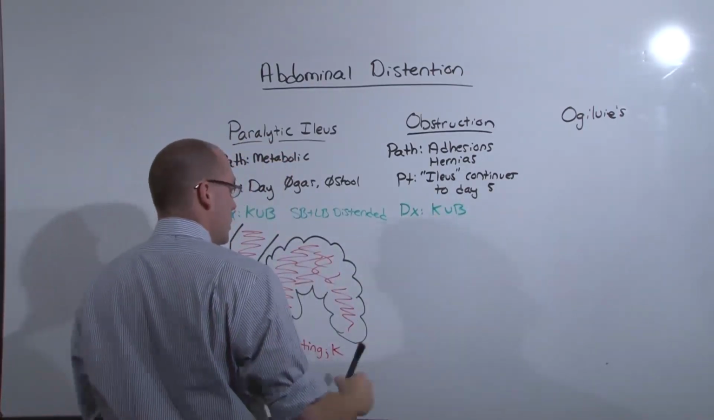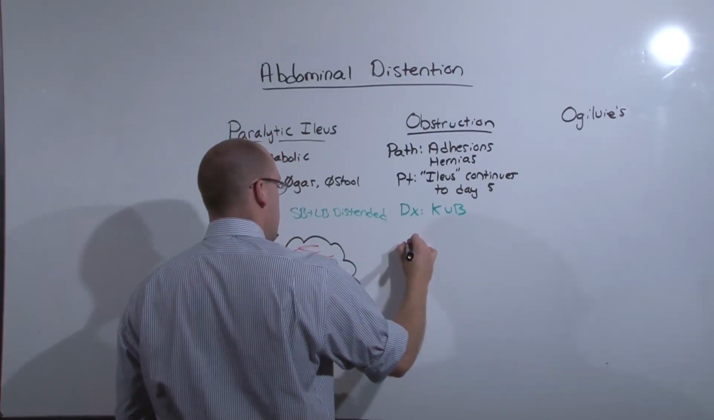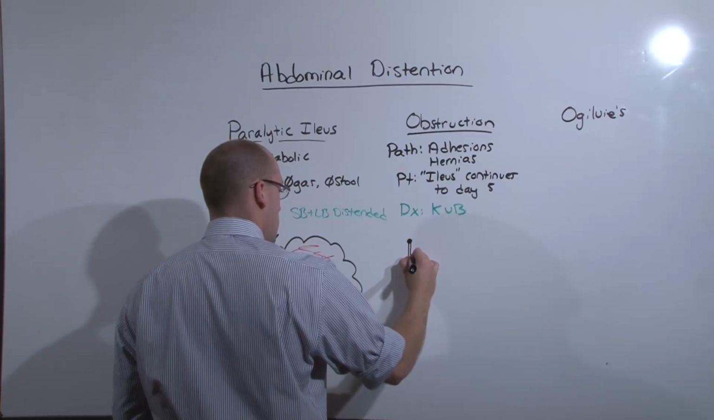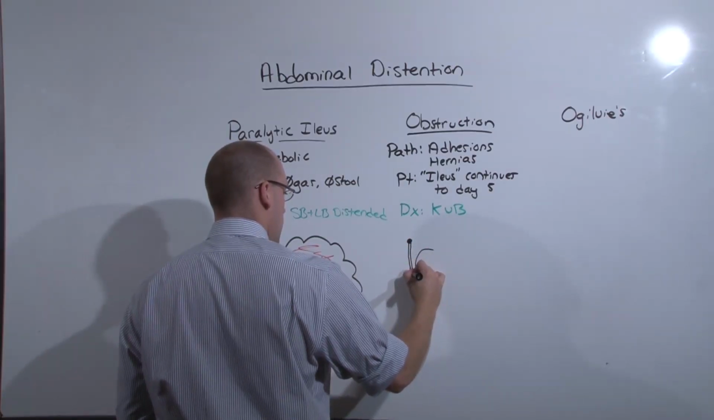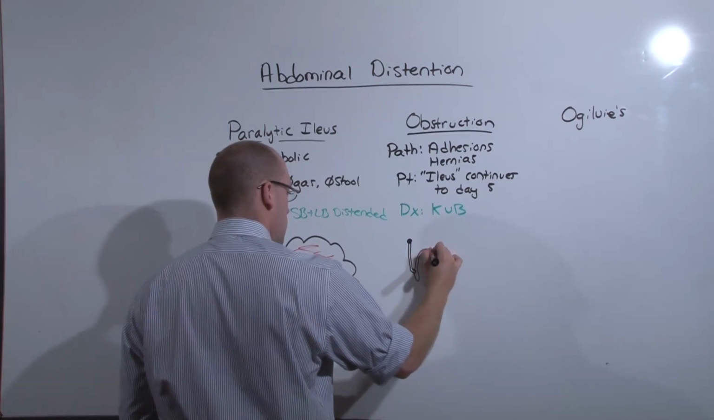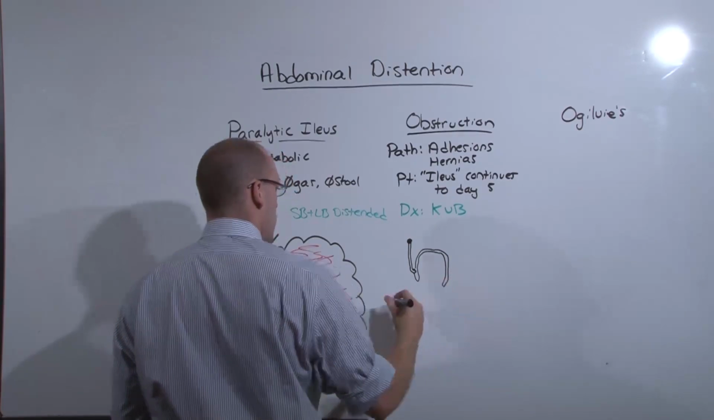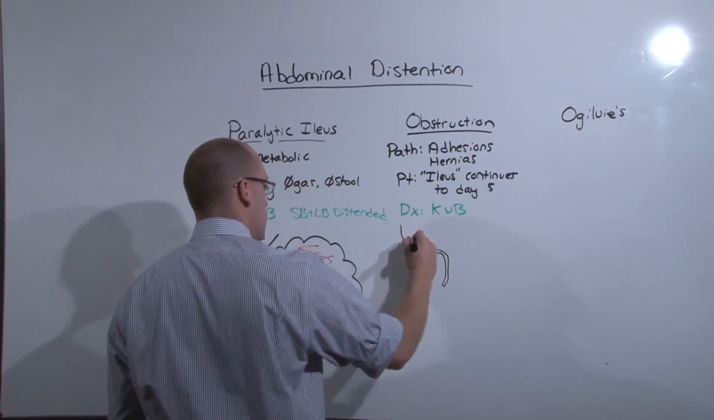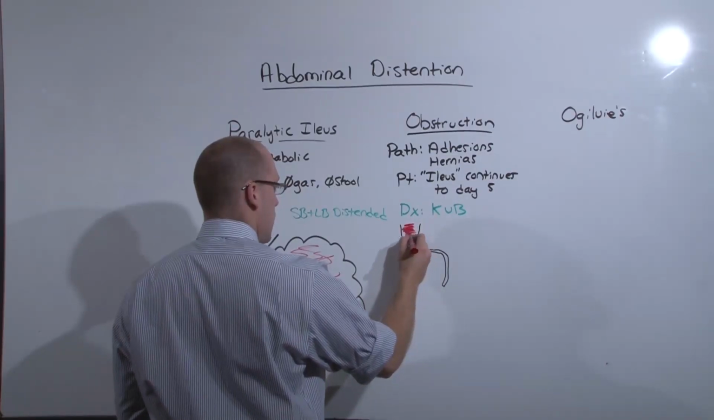But now what you're going to see is an area of blockage. And distal to that blockage, the bowel is going to be thinned out and compressed, because all of the gas and stool that was present has already made its way out. And proximal to the lesion, you're going to see distension. This is a small bowel obstruction.